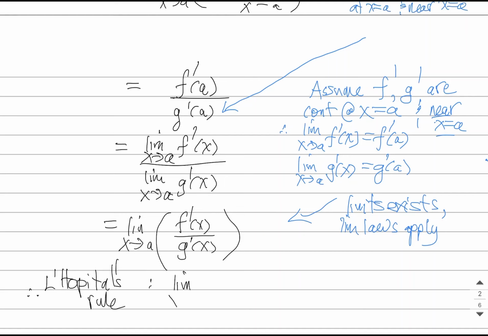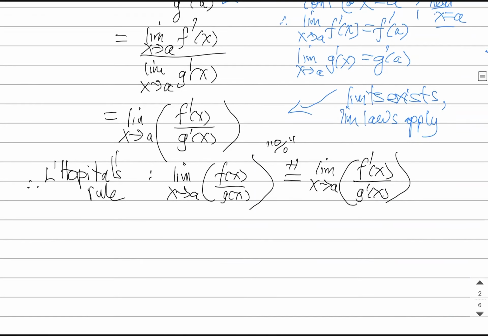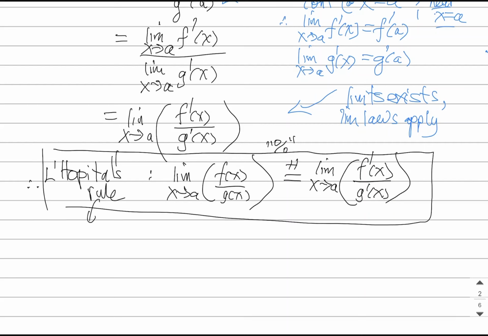If I'm ever faced with a limit of two functions, and they give me some sort of 0 over 0, I am allowed to say that it's equal to the limit of the ratio of their derivatives. And to let my poor teacher know that I'm trying to do this, I'm going to put a little h above the equal sign just to denote that, oh, I am invoking L'Hopital's rule here, and it works. So it only applies to 0 over 0 or infinity over infinity indeterminate limits.